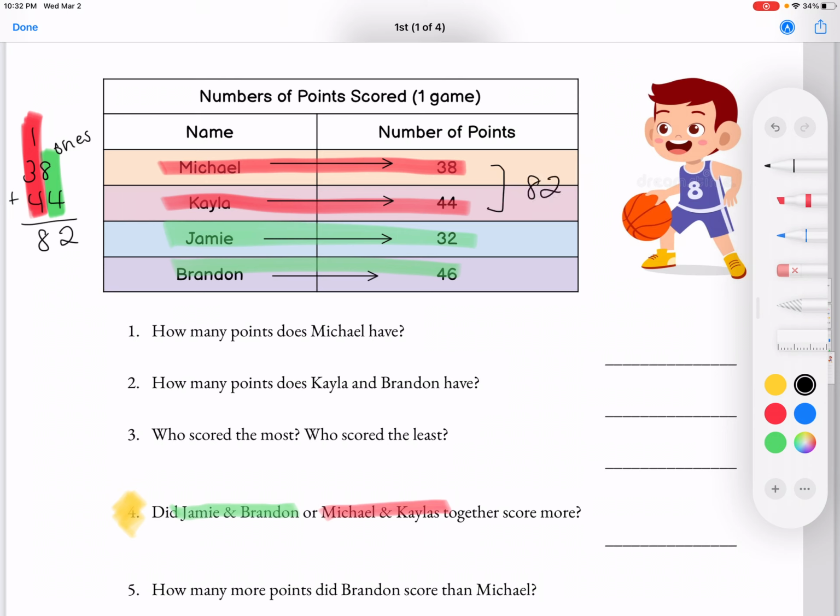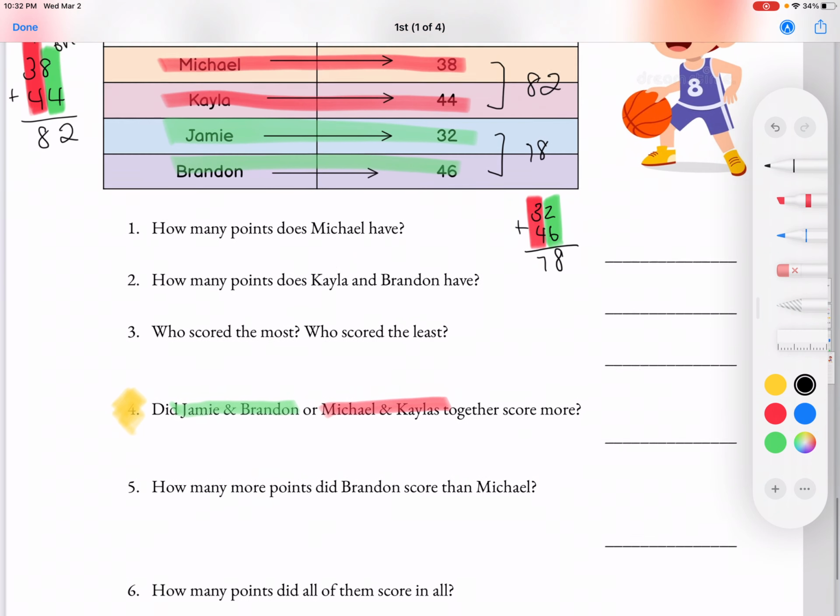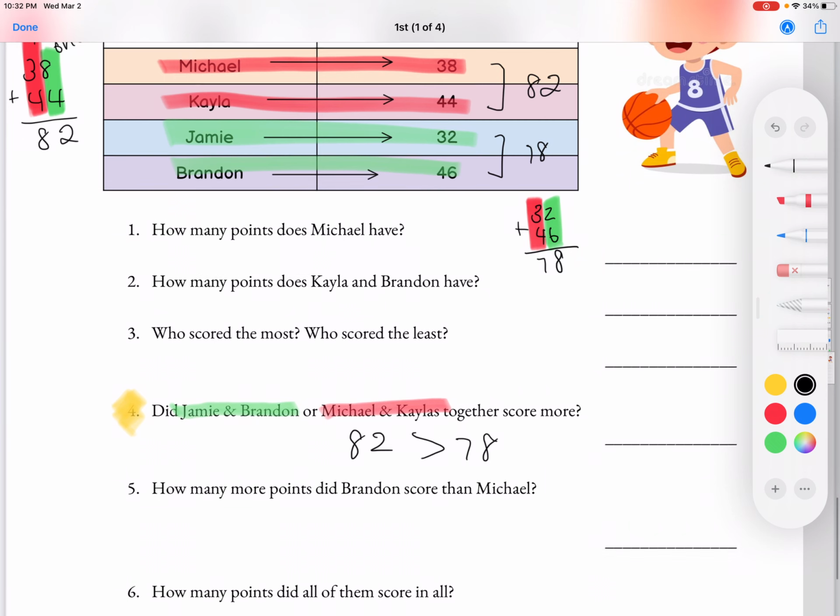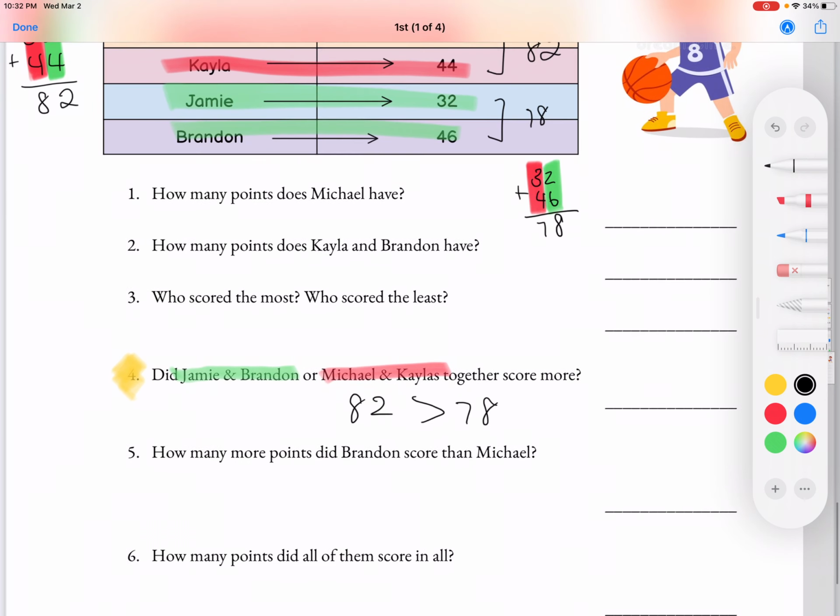And Jamie and Brandon is going to be 32 plus 46. Just like Michael and Kayla, we're going to do the ones place first. And for the ones place, we have 2 plus 6, which we know is 8. And then we're going to move on to the tens place. The tens place is 3 plus 4, and 3 plus 4 we know is 7. So Jamie and Brandon together have 78 points. So this means that we know that 82 is greater than 78. So therefore, Michael and Kayla scored more points than Jamie and Brandon.